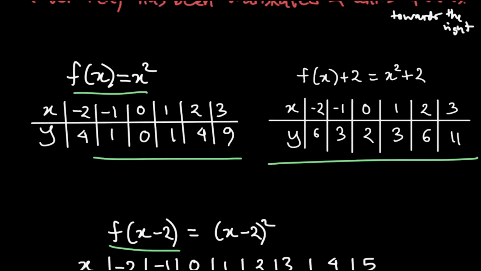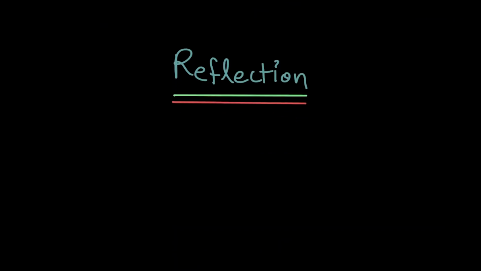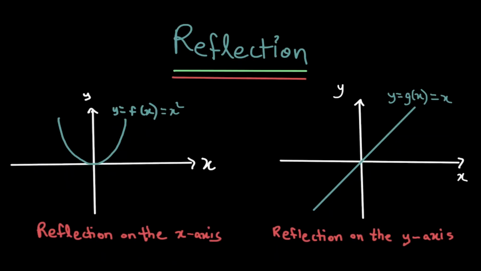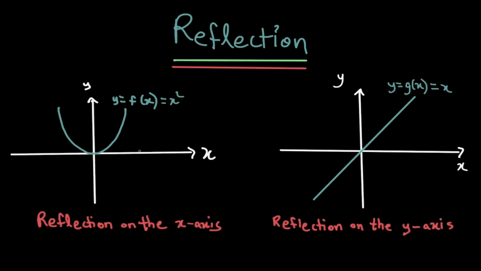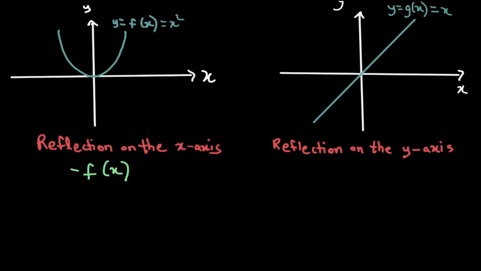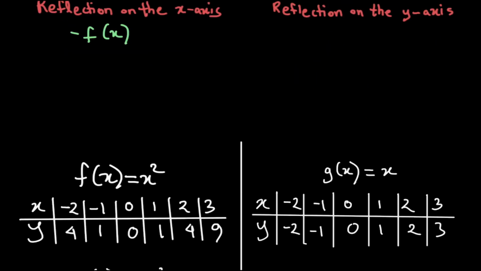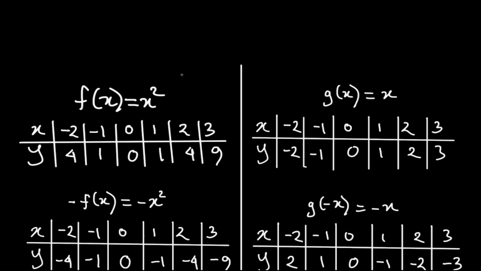All right, now we're going to cover reflection. Reflections can be on the x-axis or on the y-axis as well. If a curve is reflected on the x-axis, then the resulting transformation is minus f of x, which shows that all the y values have been reflected on the x-axis for each x value. All right, see, let me just show this.